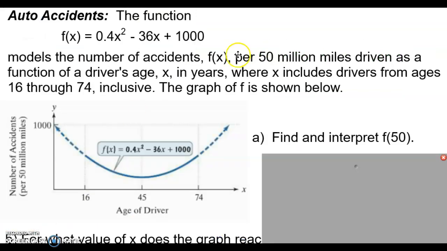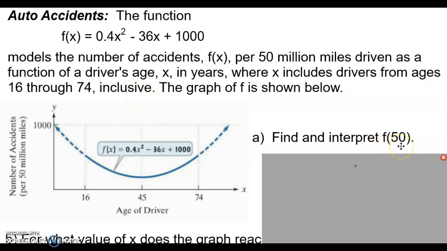Take a look at another one. This one is auto accidents. So they've given me this function, it's a quadratic function, and it models the number of accidents per 50 million miles driven as a function of X, which is the driver's age, okay? And we're only looking at 16 to 74-year-olds because you're not supposed to be driving before you're 16, and a lot of times after 74, people are not driving, or not as many people.